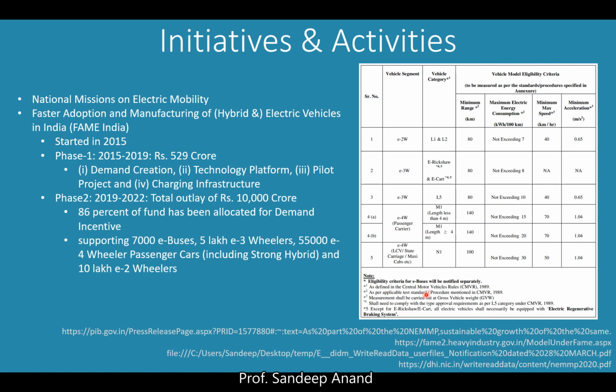On the right hand side, I have just shown a picture taken from the FAME 2 website, which shows, for example, what the different vehicles are, two-wheeler, three-wheeler, passenger carriers, and so on. And what is the minimum range these vehicles should offer in terms of kilometers so as to qualify for the scheme, what is the minimum top speed that a vehicle must have, what is the minimum acceleration that it should have, and so on. So these values help in putting a minimum benchmark on the available products.